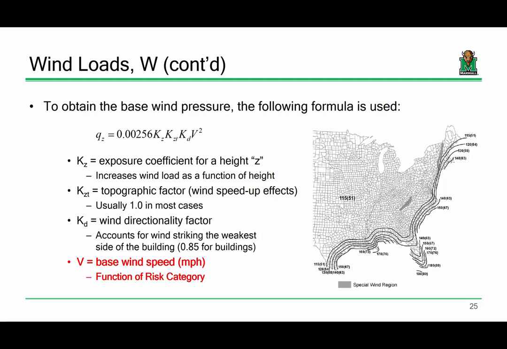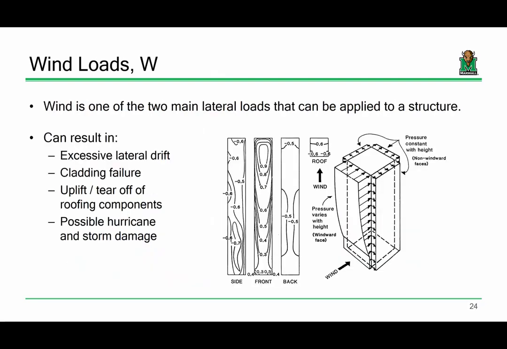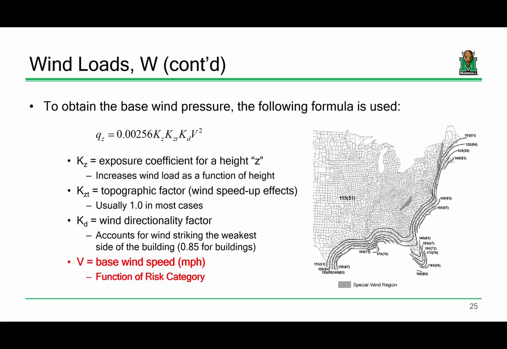The only other two factors to consider are the exposure coefficient and the base wind speed. The exposure coefficient is what changes the pressure as a function of height. The higher Z is, the higher your height is, the larger your wind pressures are. The base wind speed is a function of where you're at in the country and what your risk category is.